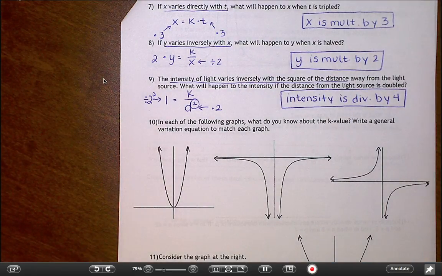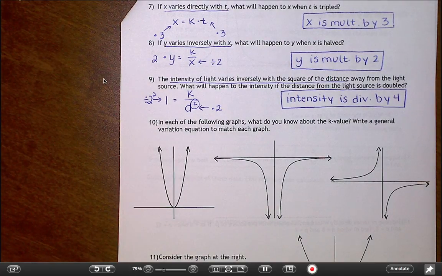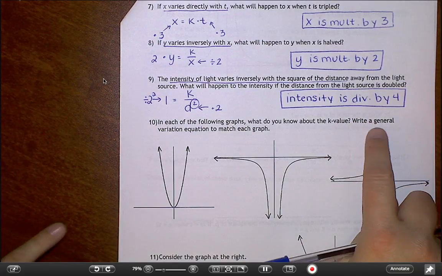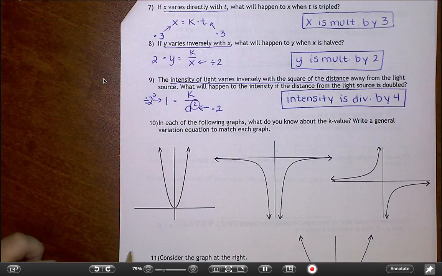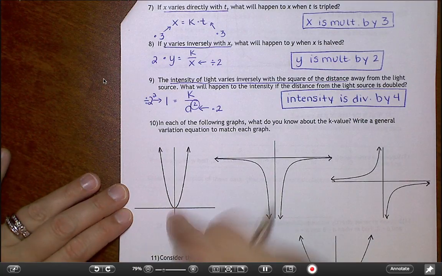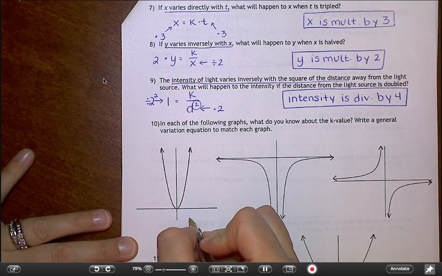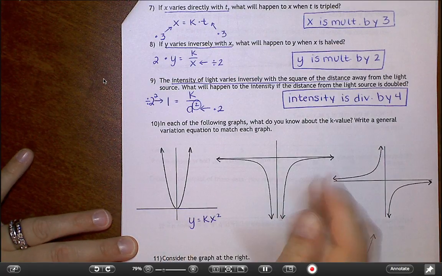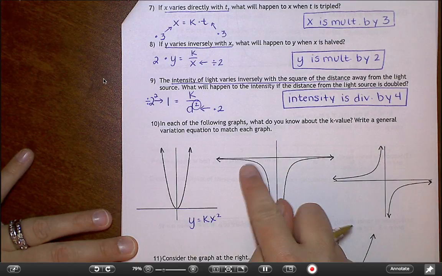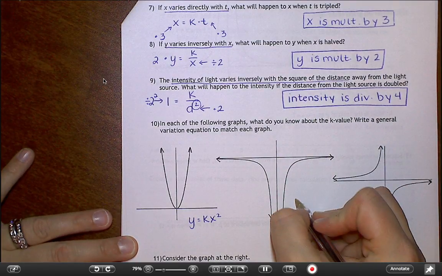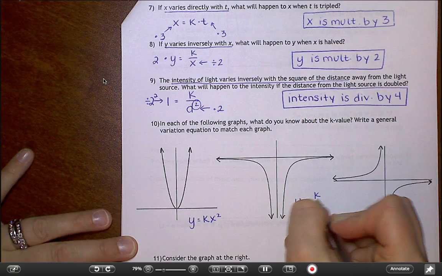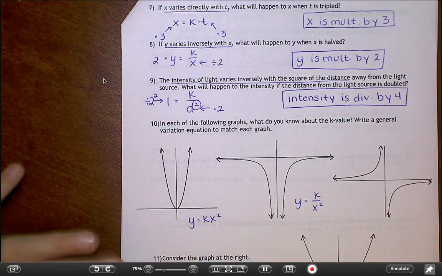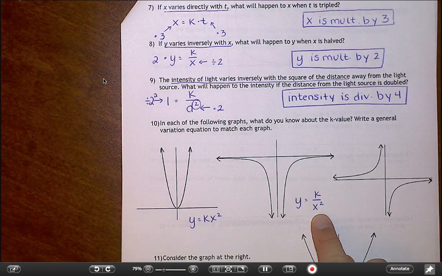Okay, looking at number 10, it's very helpful if you already know these graphs from the table that we did on the previous page. I'm going to actually start with the second question and just write a general variation equation to match each one. So this first one is a parabola, which means this is direct variation squared. This is a hyperbola with both branches pointing downwards, so it's going to be y equals k over x squared. Anytime they both point in the same direction, I know I'm going to have an x squared in there.